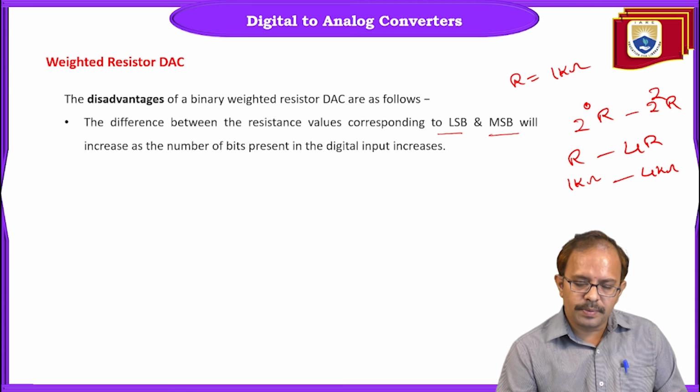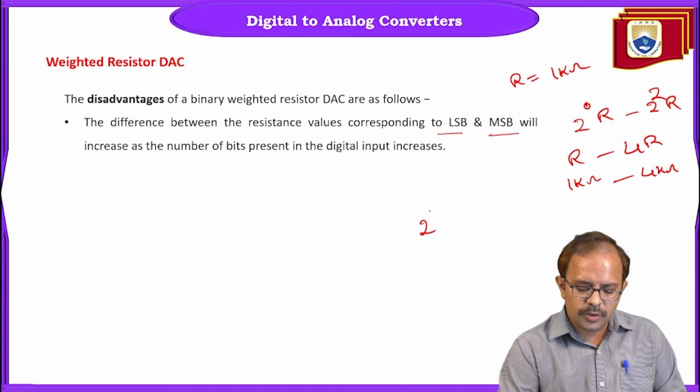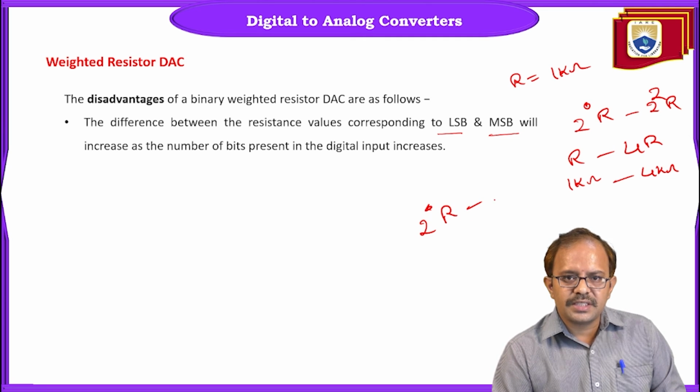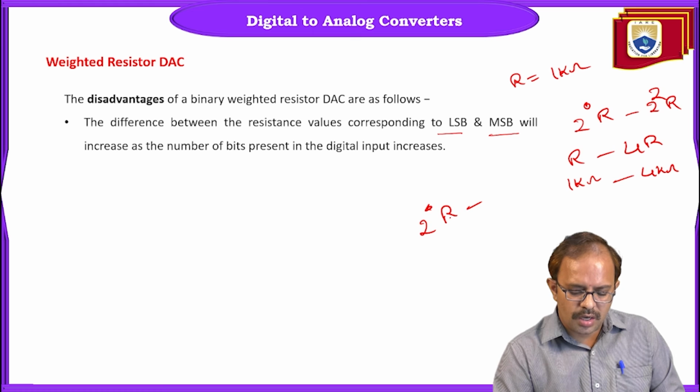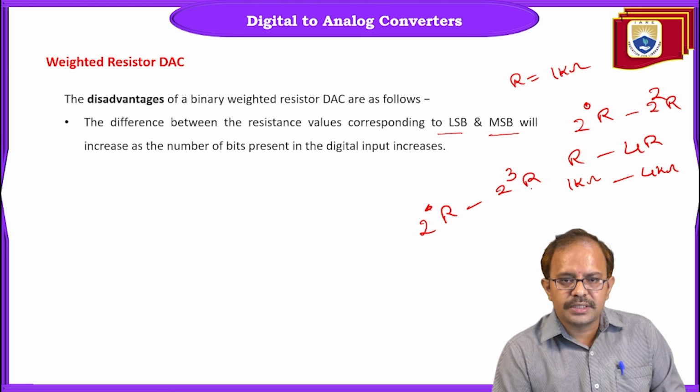If we say 4-bit, what is the difference here? 2 power 0 into R for MSB. The weight of the resistance for MSB is going to be 2 power 0 R. For LSB, it is going to be 2 power 3 R.